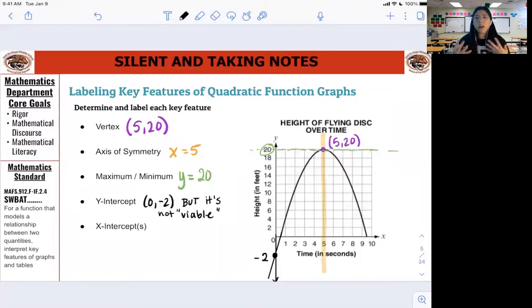So it's not reasonable. Yeah, that's another way to say it. Exactly. So there is a y-intercept, technically, mathematically there is, but it's not viable. It's not actually going to work. Not reasonable. Does that make sense? Do I have any questions on that?